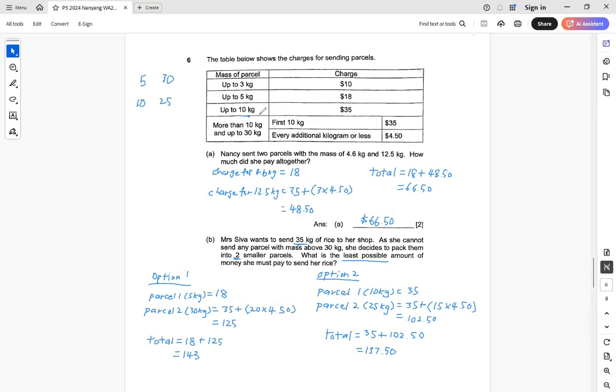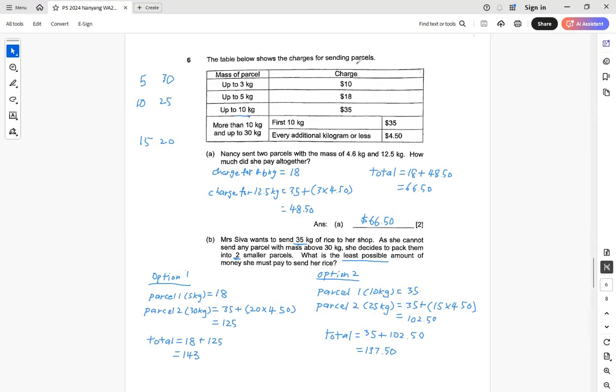So we have option 1 and option 2. Then we look at the next one. There's no more category, right? Then you can ask, for this 35, there are also other options. For example, I can also do 15 kg and 20 kg. Then both will fall into this fourth category.